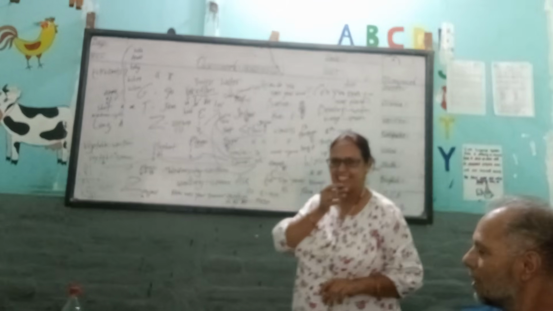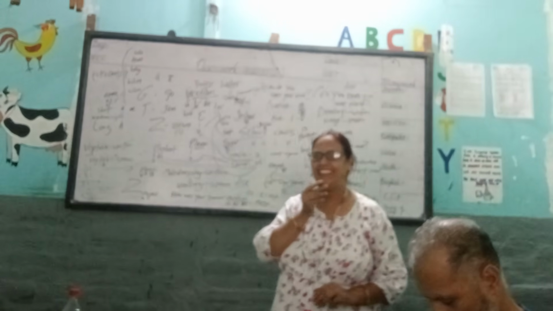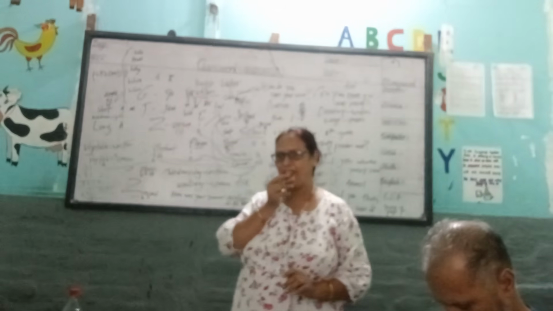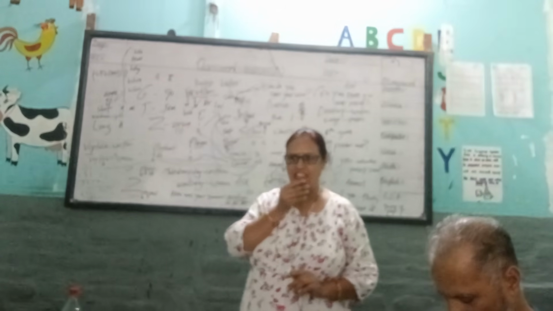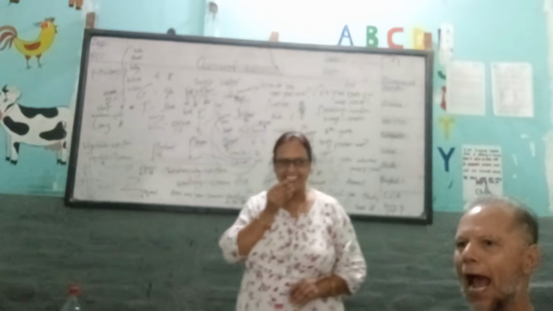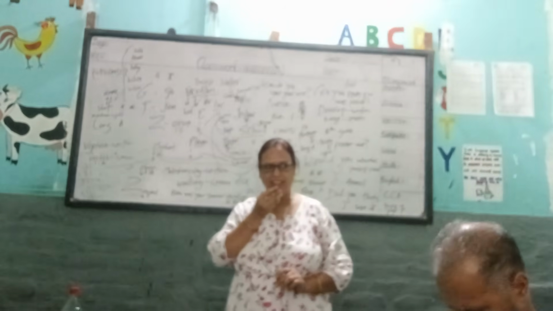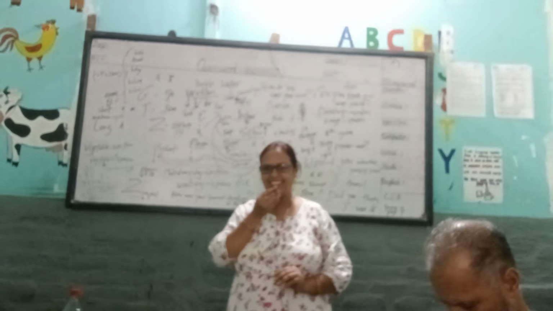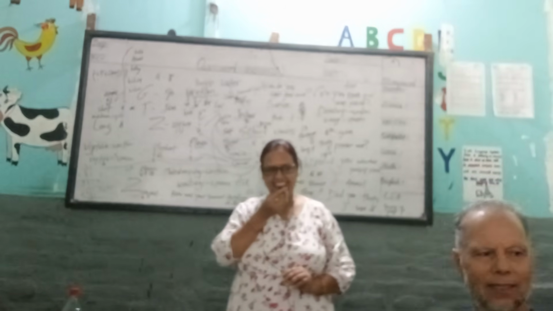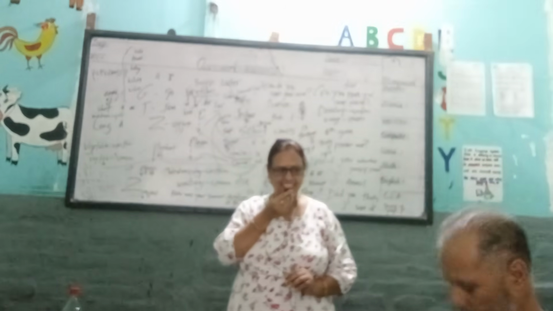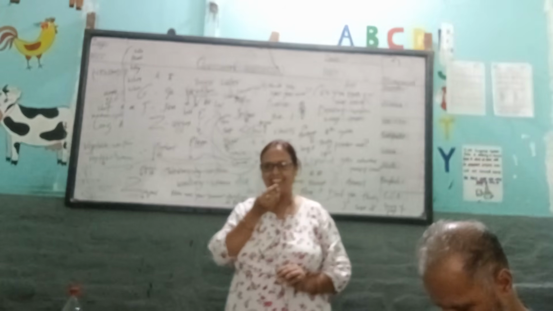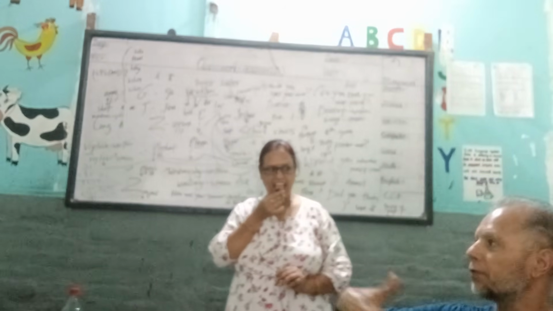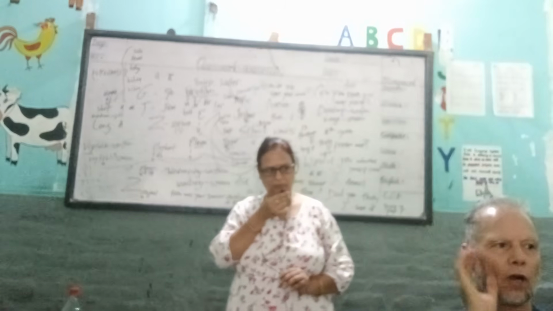Today, say today. Today, we are learning letters. A for apple. Apple. B for ball. C for cat. Cat. D for dog. E for elephant. Elephant.